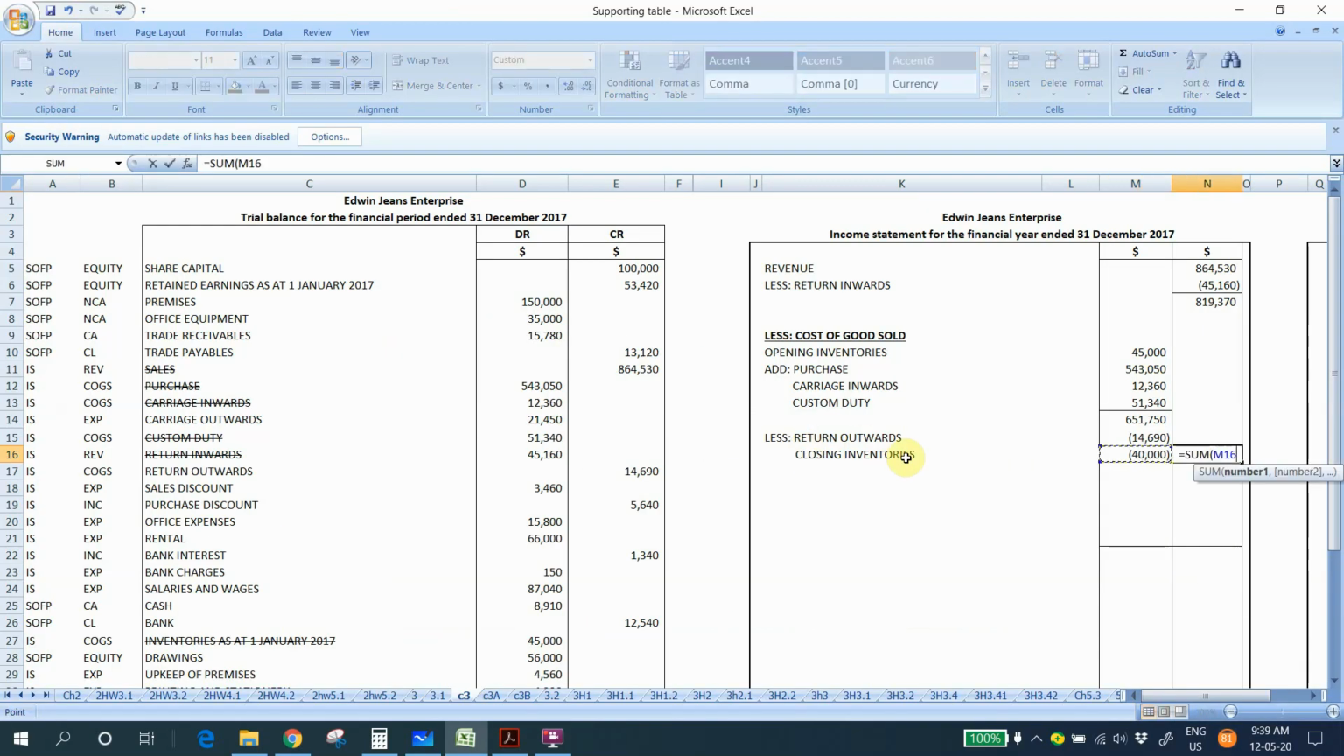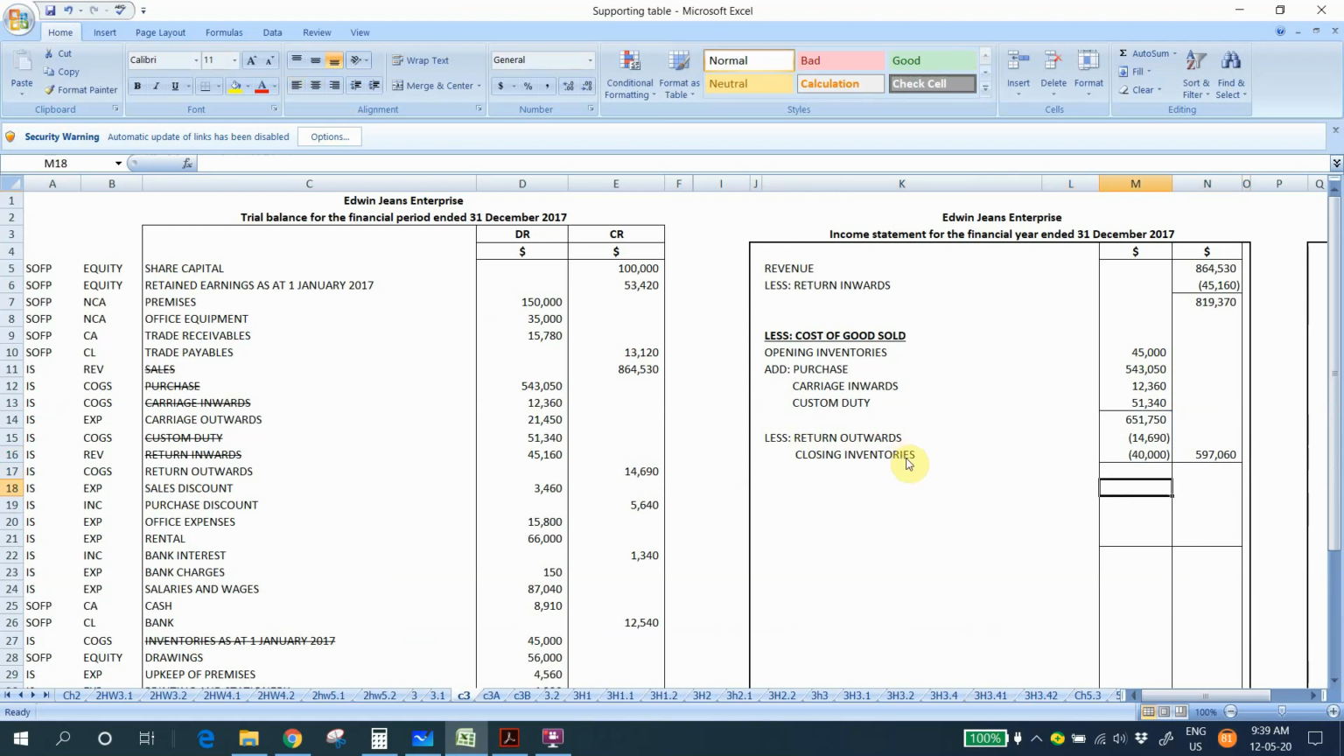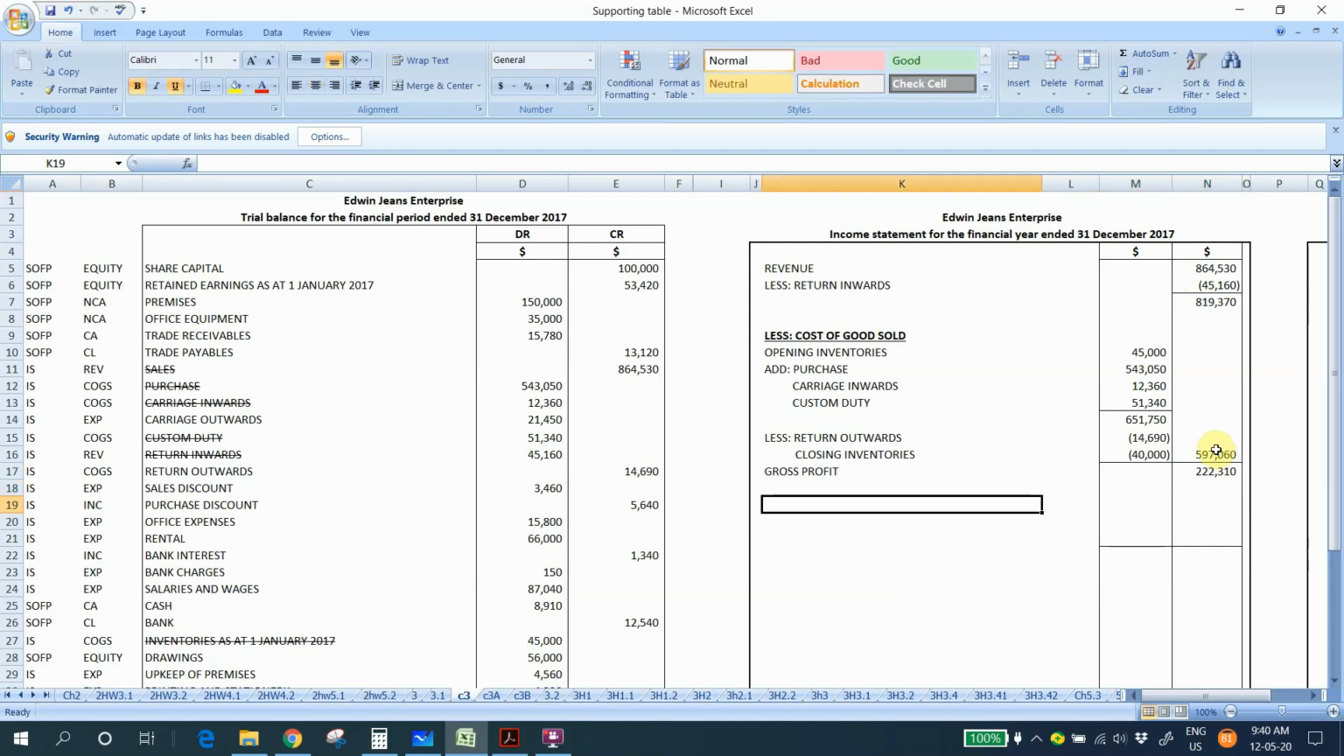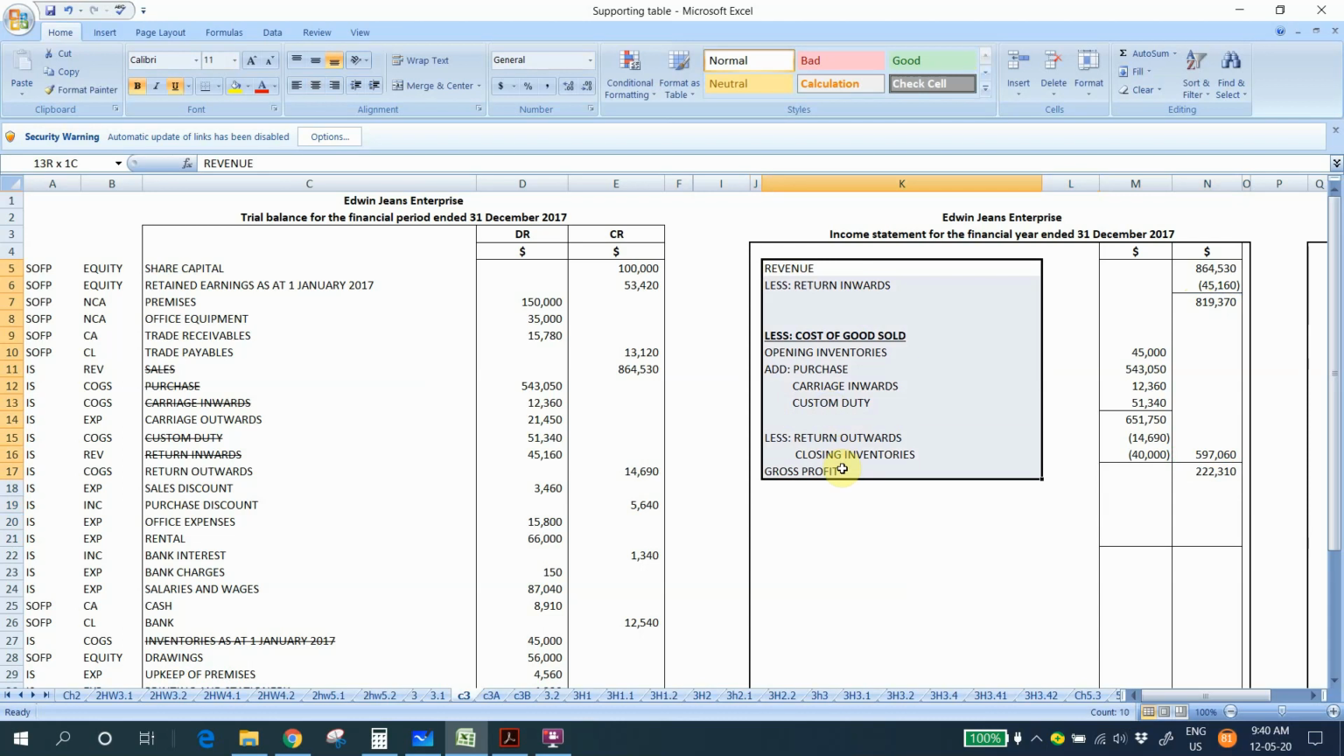So after that, you get 597,060, and you use your net revenue or net sales minus your cost of goods sold, and you can get gross profit. How to get your gross profit? You use 819 minus 597. So 222,310. This is your gross profit. Next, from here to here we have completed the trading account section.